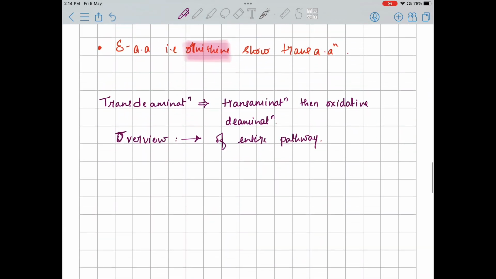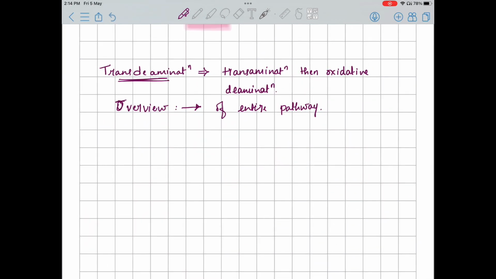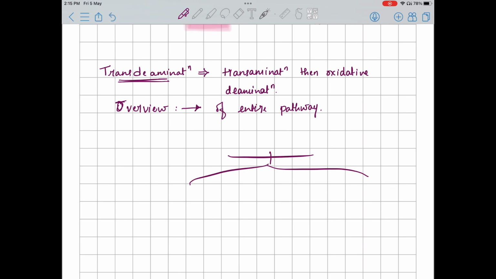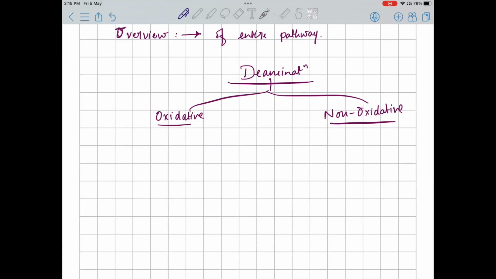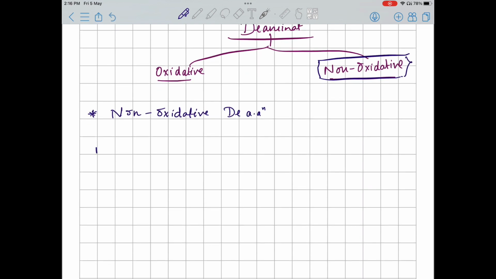So this was the overview which we had seen in the previous lecture, but I showed it again over here so that it is remembered much better. Now we'll look at the deamination process. It has two types, oxidative deamination and non-oxidative deamination. Non-oxidative is shown by those groups which do not show transamination. Which were those groups which didn't undergo transamination? In transamination, not everybody gave the glutamate group, right?